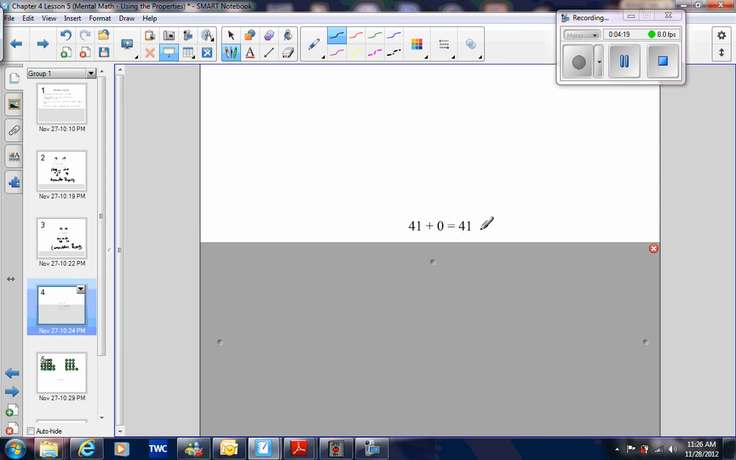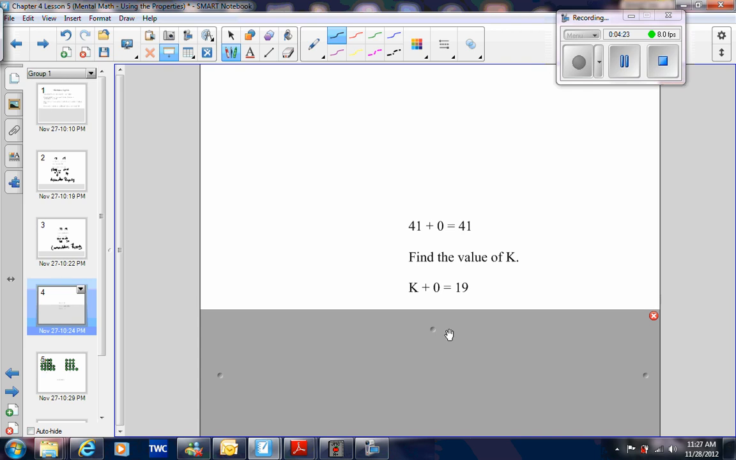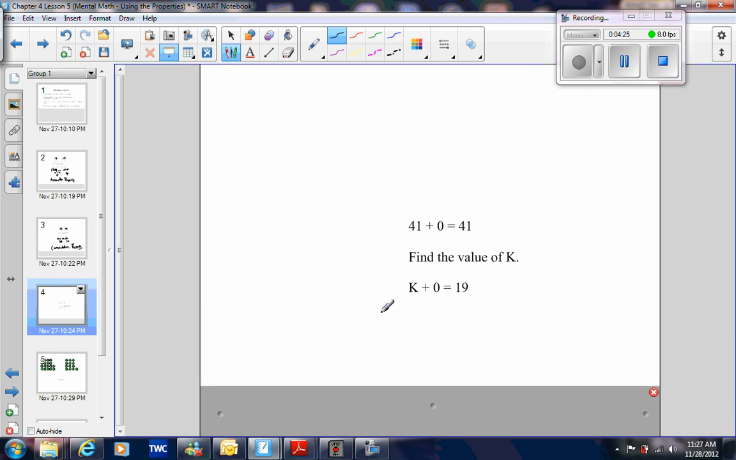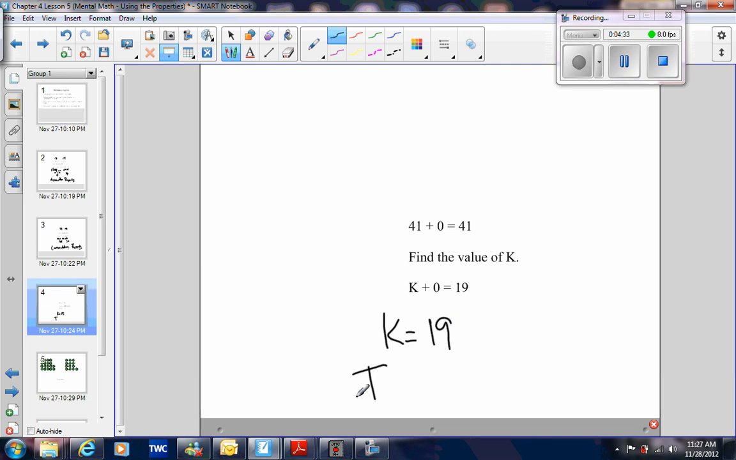41 plus 0 gives you 41. So if I was going to find the value of k plus 0 is 19, that means k is 19. And this is an example of the identity property.